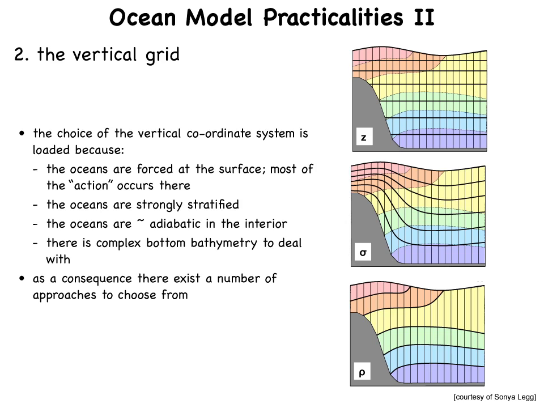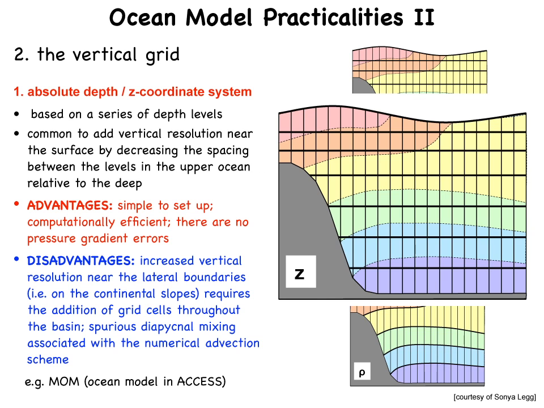And as a consequence, a number of different choices for your vertical coordinate system in your ocean model have evolved. And so I'm going to talk about the three traditional ones.